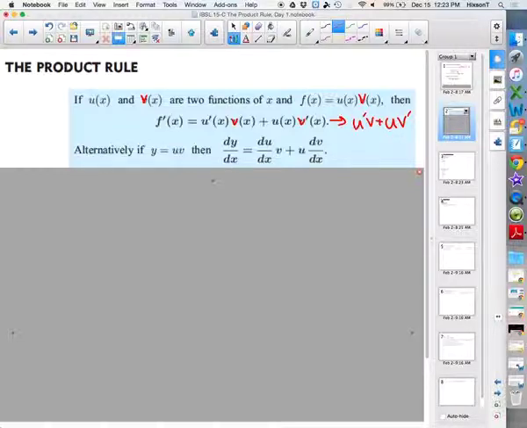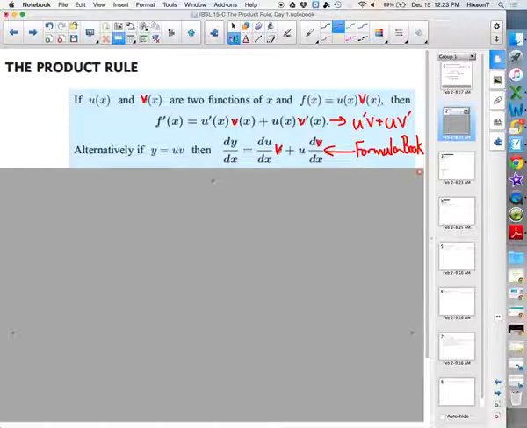Now, you see here as well, if it's written in terms of y, we have dy dx equals du dx times v plus u times dv dx. These are saying the same thing, just different notation. And by the way, this is the notation used on the formula booklet. So get used to seeing it both ways.